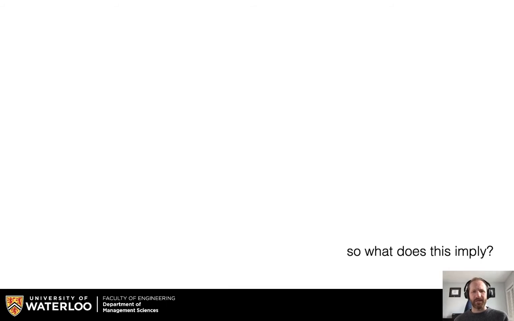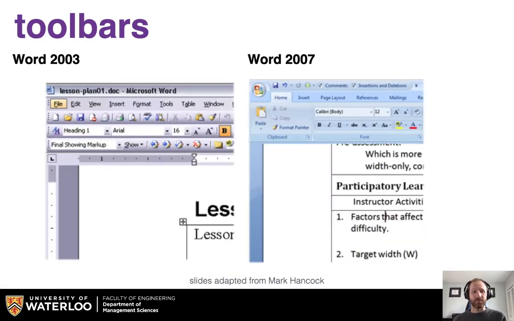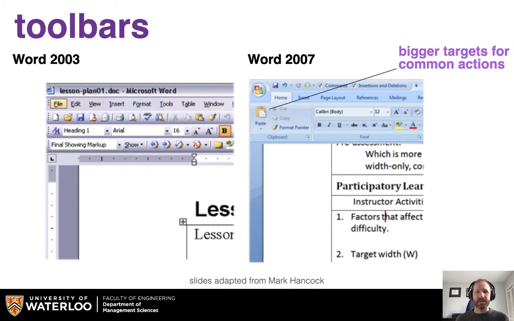So what does this imply? Well, large targets and small distances between targets are advantageous. Screen elements should occupy as much of the available screen space as possible to avoid large mouse movements. So if we compare the interfaces for Word 2003 and Word 2007, we can see that there's a bit of a difference in the design, right? We have the icons all similar size in 2003, but in 2007, we have the ribbon with some design optimizations. You have bigger targets for common actions, for example, copy paste. And you can move some buttons to the edge of the screen.